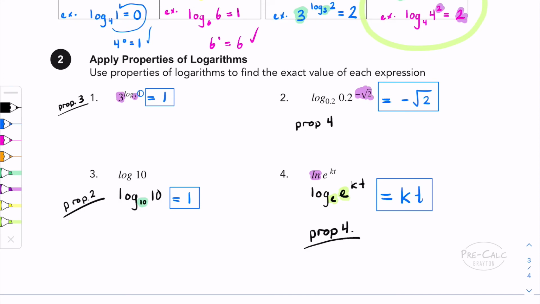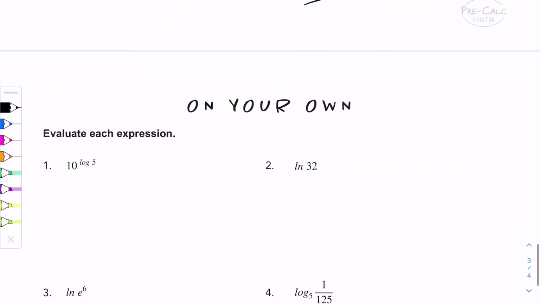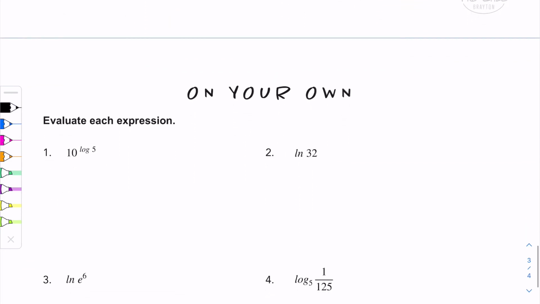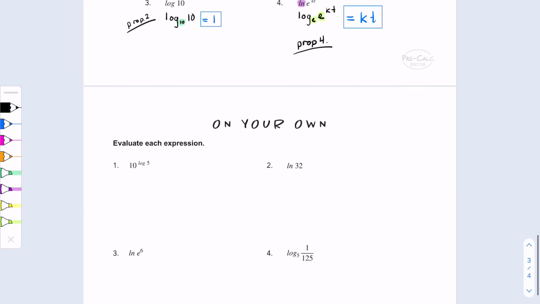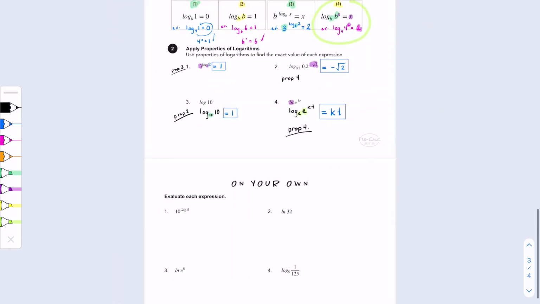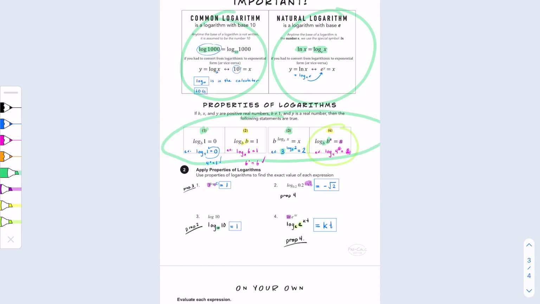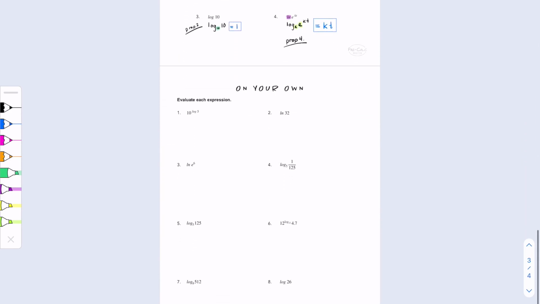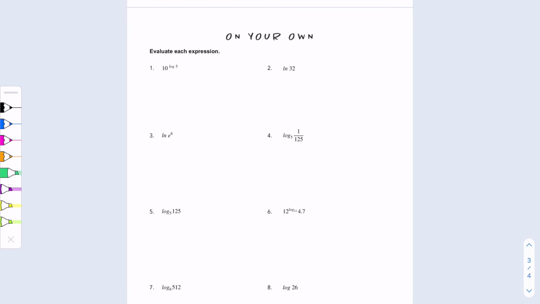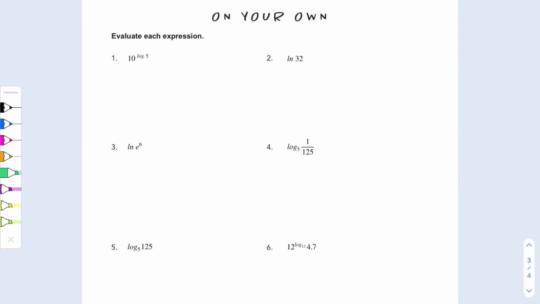Okay, for the next section, you're doing these on your own. So this is just evaluating expressions. This falls into any of the categories as far as evaluating just the basic common log. So using your calculator for the common logarithm, using your calculator for the natural logarithm, or doing any of these 4 properties. So I'm actually going to leave these for you to do. I'll put my answers on my website under the note sheet, so you can check it out there.